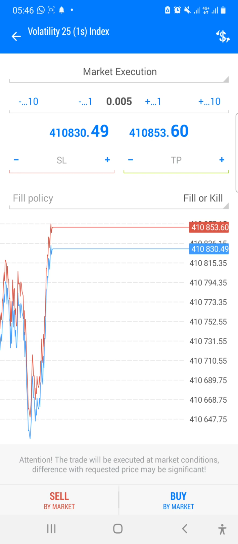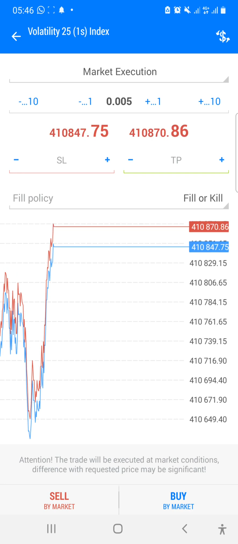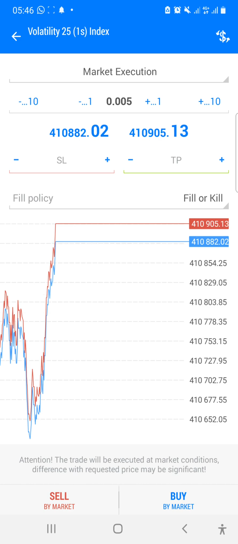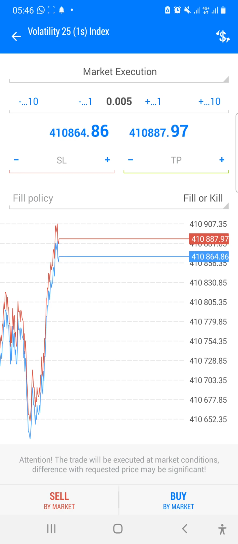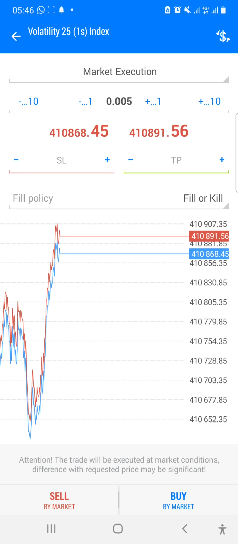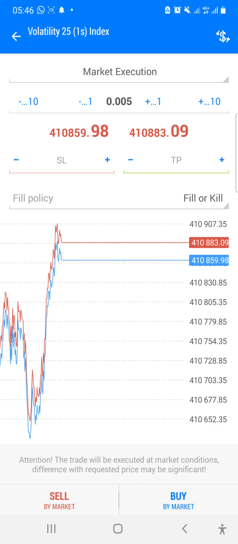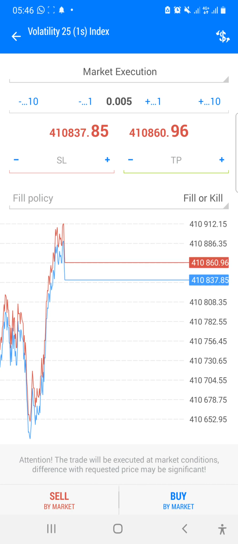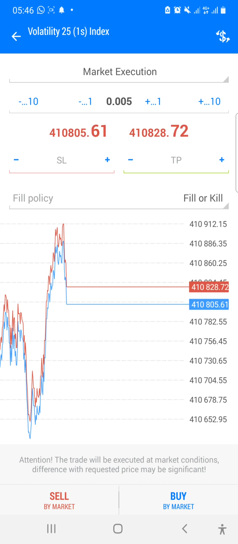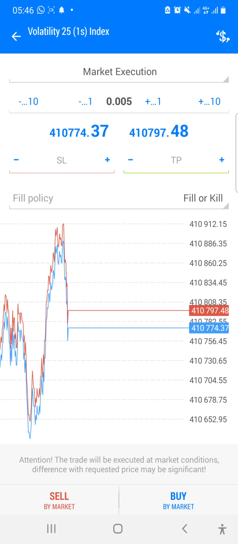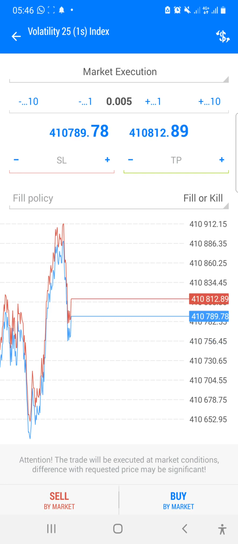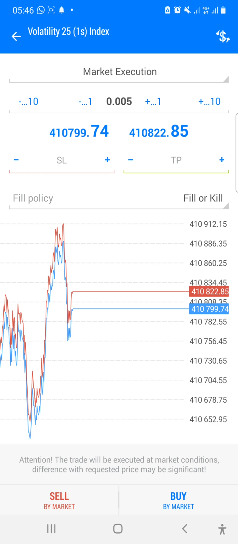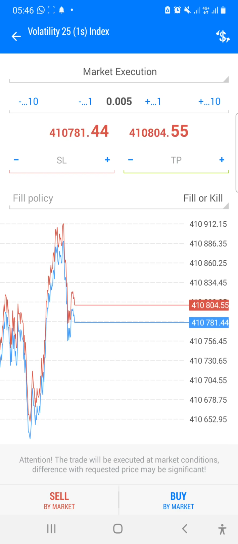0.01 lot size is $0.1 per pip. Half of it is what? 0.05, and we are having 0.005 lot size there, which means that for every pip moved, it will be $0.05 per pip, and we are having 600 stop loss, which means that 600 times 0.05 is what? That is $30. So you'll be risking $30 on this trade.